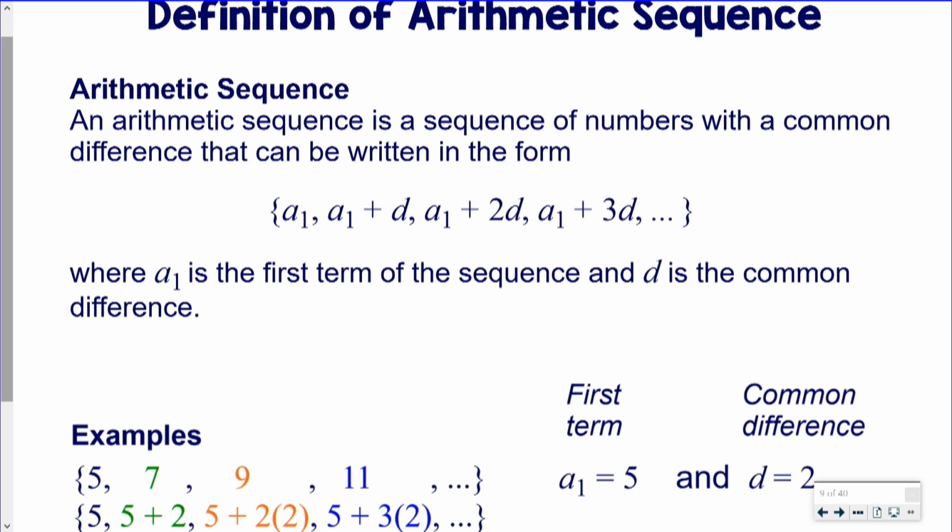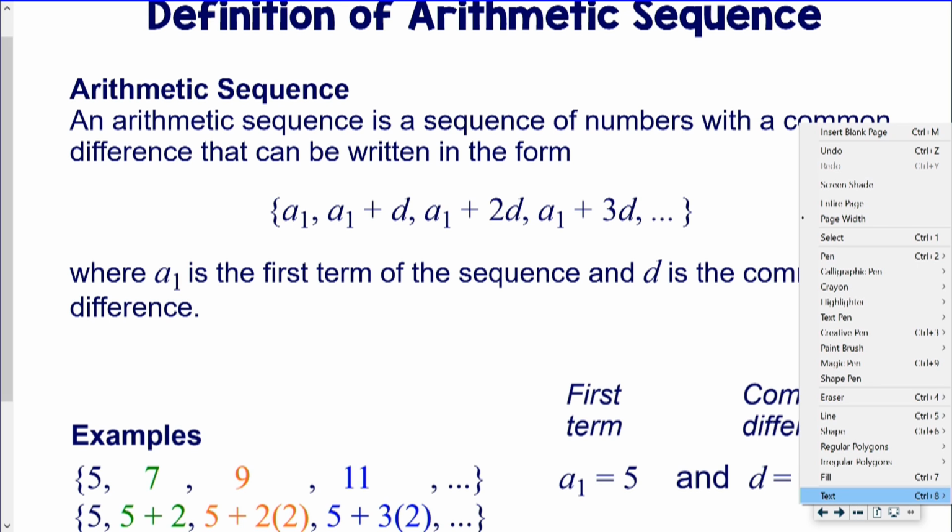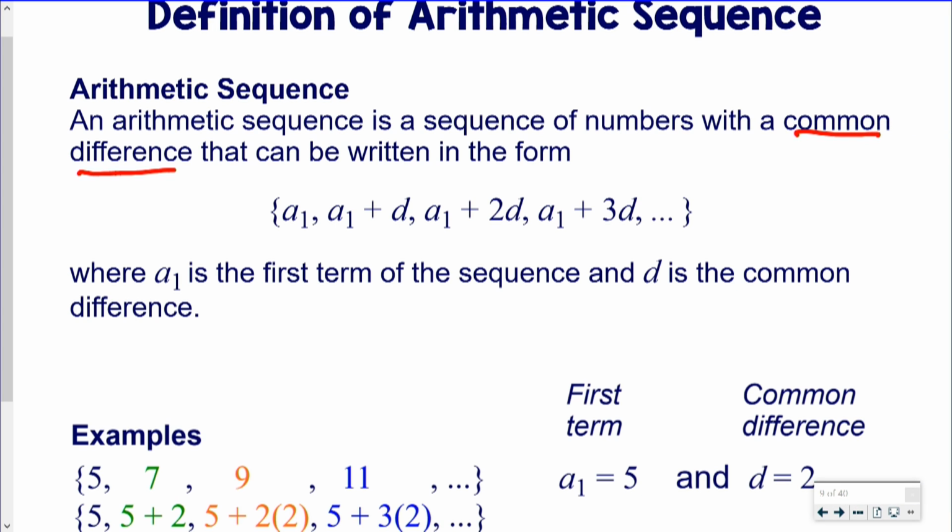Okay, so the definition of arithmetic sequence. An arithmetic sequence is a sequence of numbers with a common difference. That is so important. So we have a common difference that can be written in the form a sub 1, our first term, a sub 1 plus d, that's our second term, where d is our common difference, a sub 1 plus 2d, our third term, a sub 1 plus 3d, our fourth term, and so on and so forth, where a sub 1 is the first term of the sequence and d is the common difference.